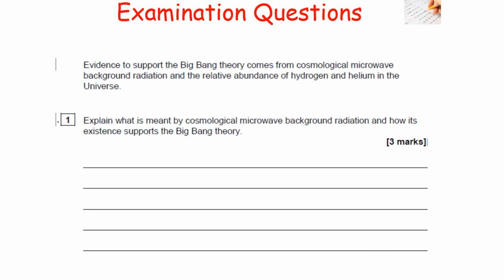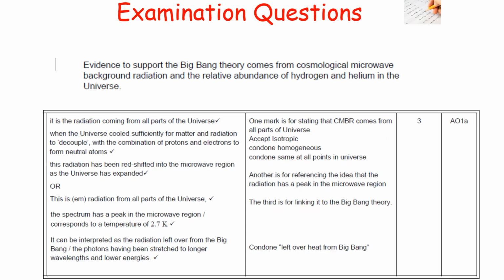Right, in this particular answer, you've got to understand what the CMBR is and why it's so important to the Big Bang theory. So the CMBR is the radiation coming from all parts of the universe. It is in all directions, it's in the background. So what happened is that when the universe cooled after the Big Bang, it cooled enough for matter and radiation to decouple from each other and for radiation to spread through the universe, which occurred when protons and electrons first combined to form atoms. This radiation was released into the universe.